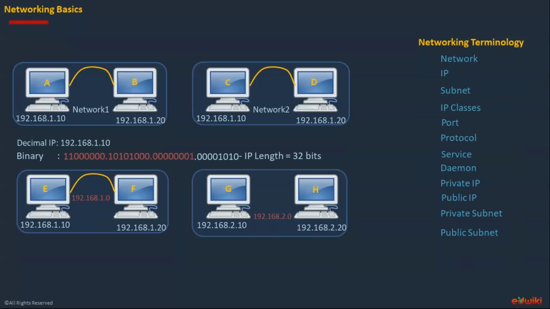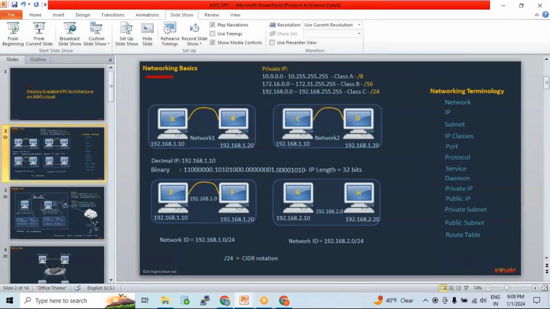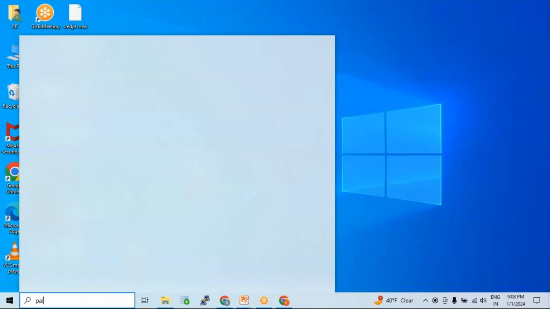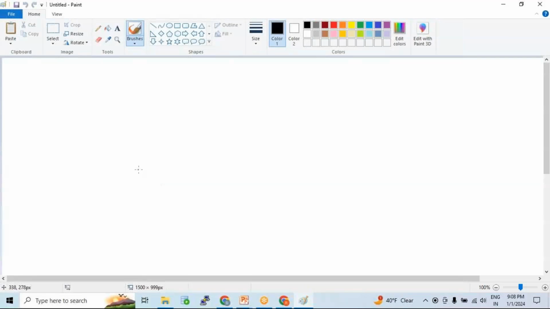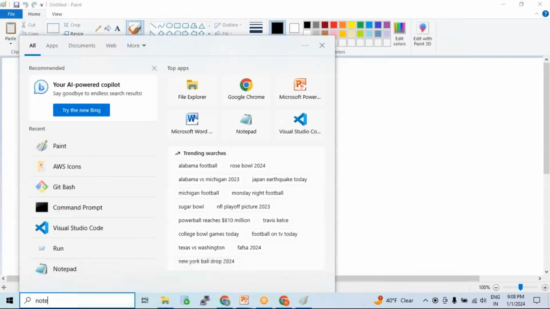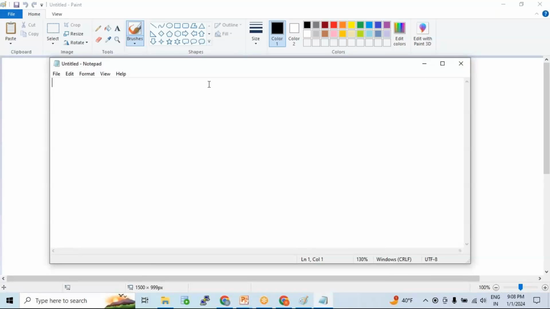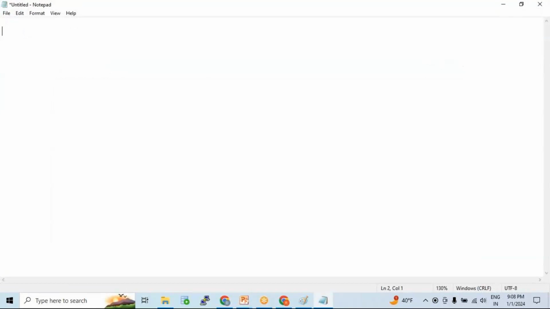Here in the presentation, you can easily tell that E and F are in one network, and G and H are in another network, because I made the diagram that way. But let's say you don't have a diagram like this, and I give you two IP addresses. So let's say I give you the IP called 192.168.